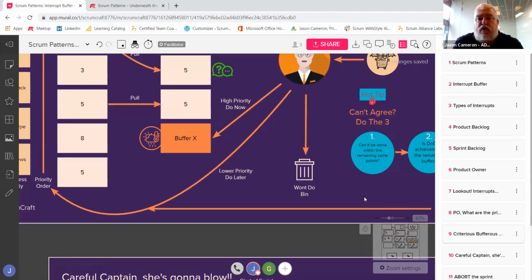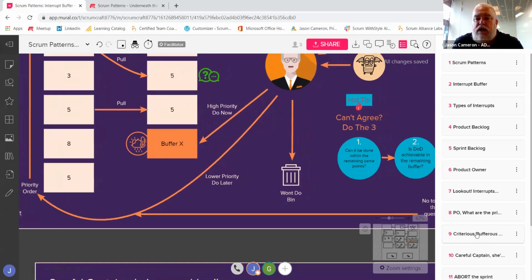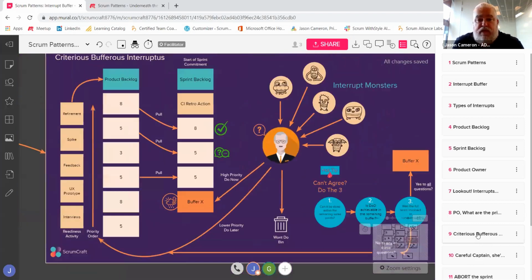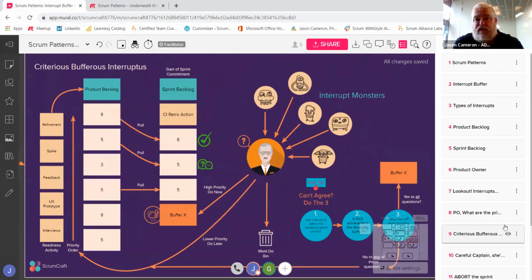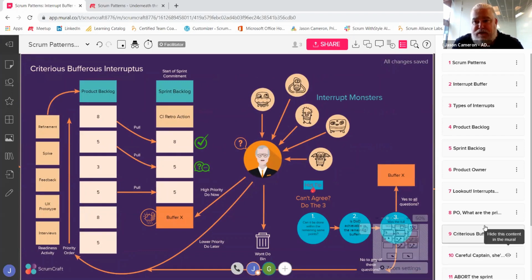It will go back in through prioritization with the product owner. And it may be that it's just that important and it comes in the next sprint. It's only ever 2 weeks away.